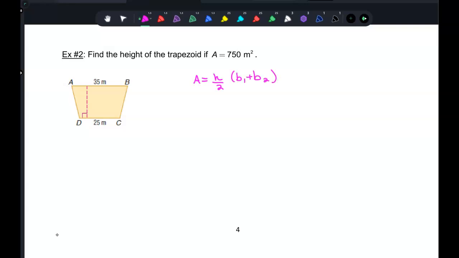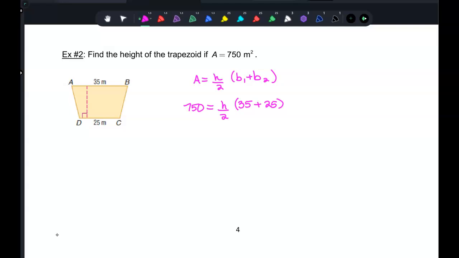Again, you can use any variation of that formula. So this time we want to find the height, given that the area is 750 and base 1 and base 2 are 35 and 25. We all know that it doesn't matter which one's which.